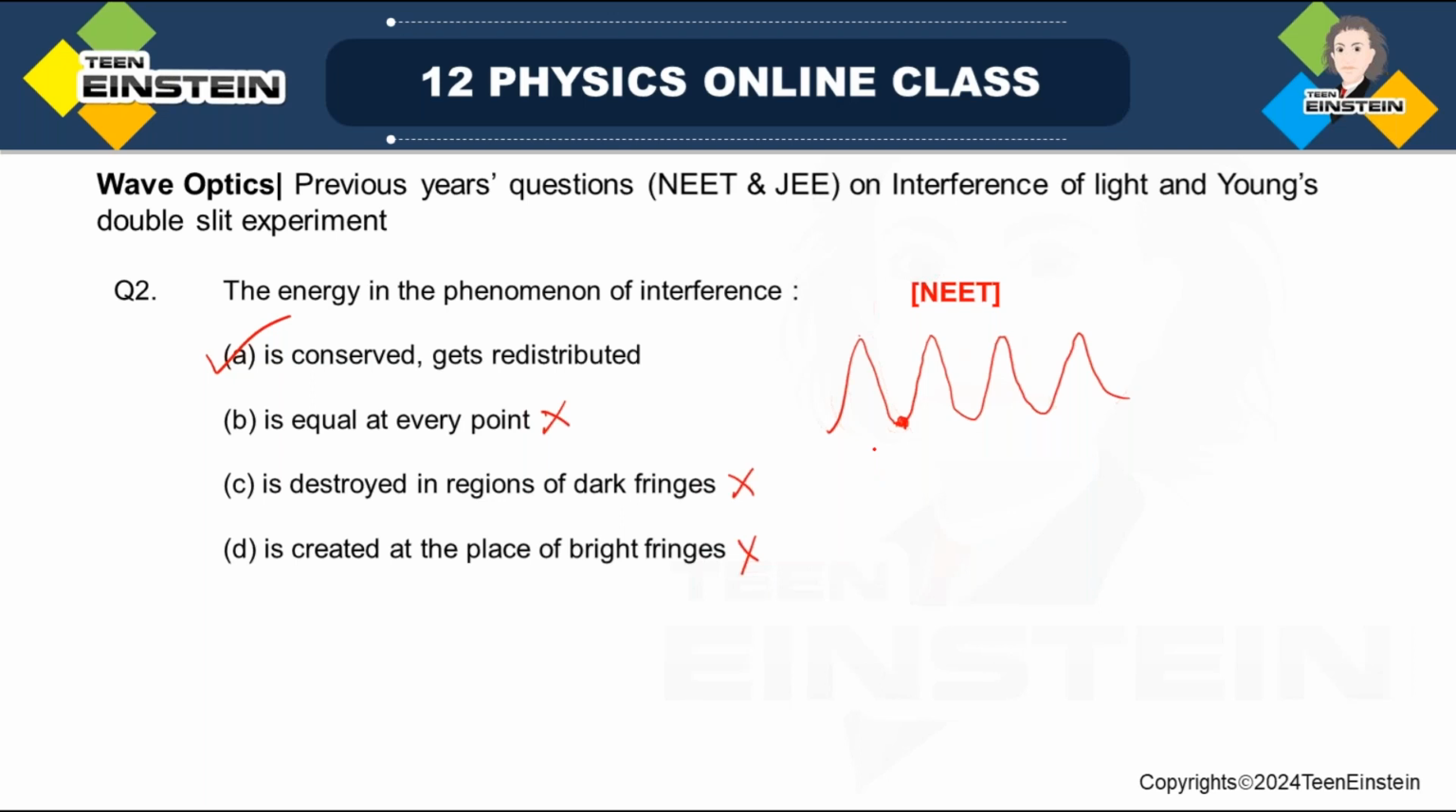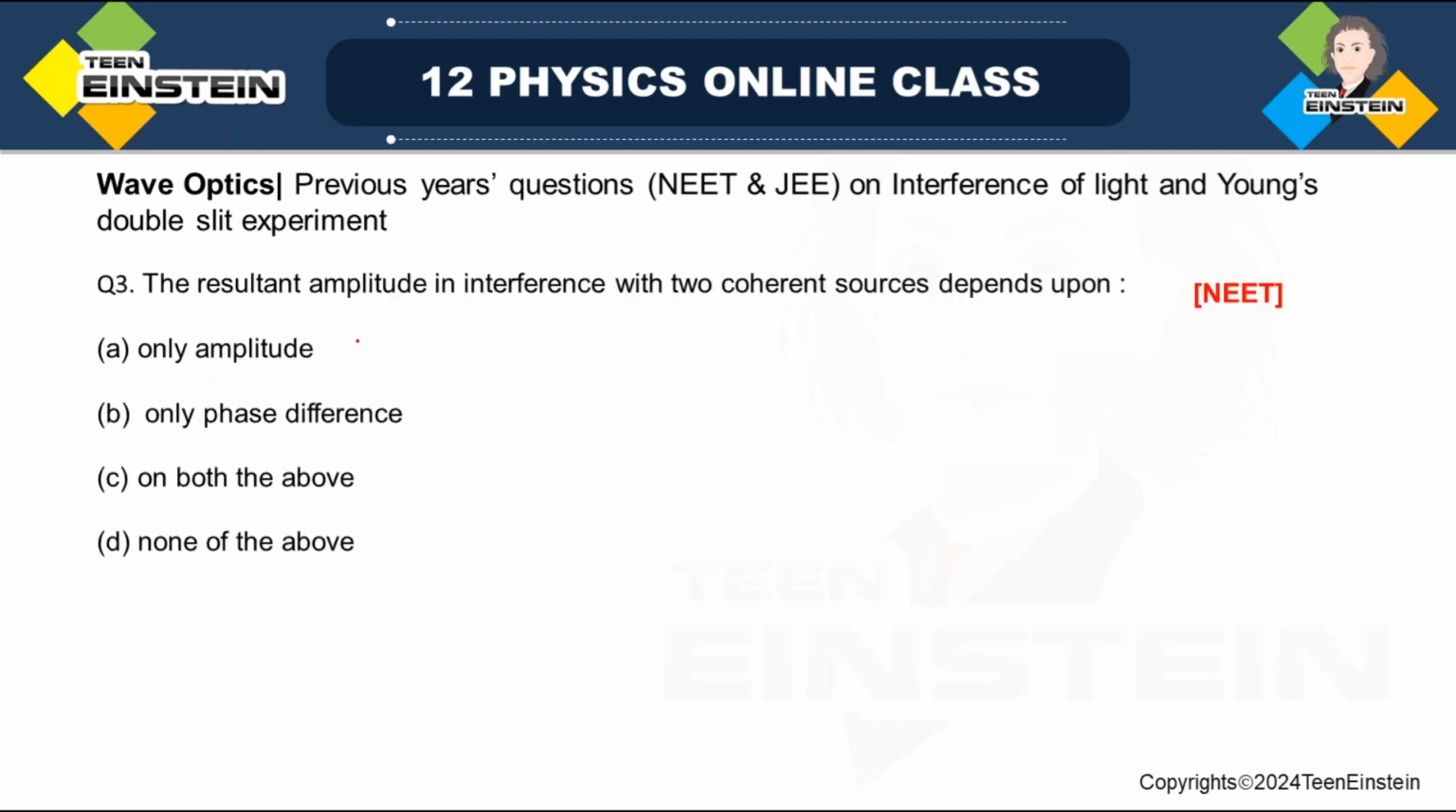All right. The next question is: the resultant amplitude of interference with two coherent sources depends upon... See, the resultant intensity, I hope you remember. We had written a1 square plus a2 square plus 2 a1 a2 cos of phi.